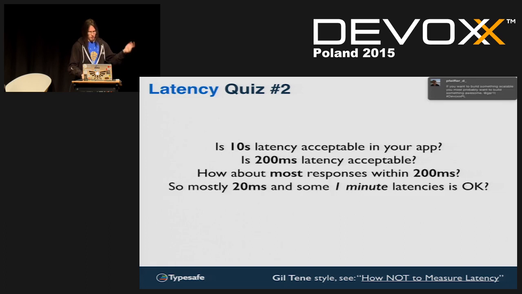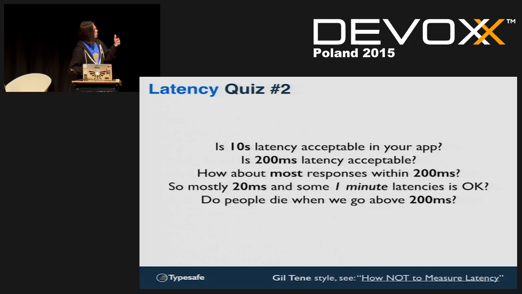Let me ask the last one. You see it's more or less the same idea. So is it between 20 milliseconds and 1 minute? Right? So now you're starting to talk about the distribution of the latency in your system. Maybe not every request has to be below 200, but it would be good if all of them would be below a minute, because, well, maybe then people die.